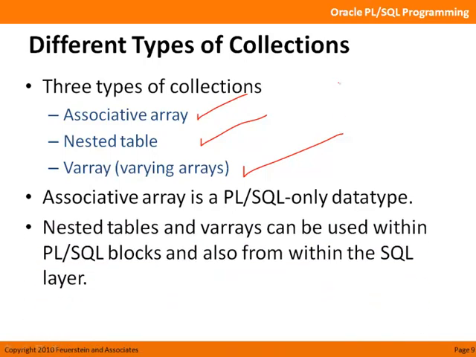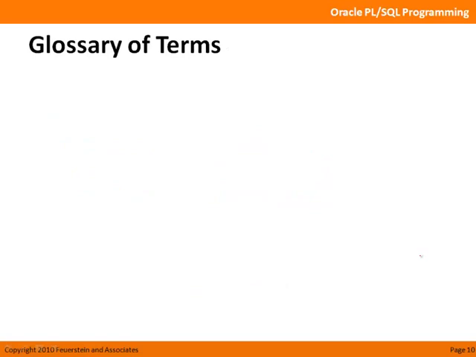Nested tables and V-arrays were added as part of the Oracle object model in Oracle 8 when Oracle added support for object types. And they can be used within PL/SQL blocks, but also from within the SQL layer itself. You can declare tables, define tables, that have as their type, as a column type, a nested table or a V-array. You can essentially normalize your data structures. If you want to follow an object-oriented model, this will let you do that. Again, lots more detail to come on all these topics.